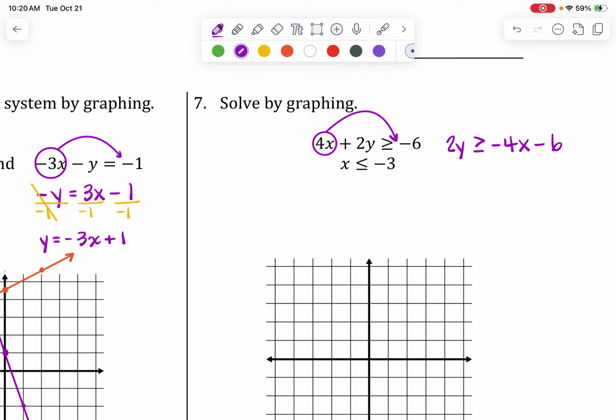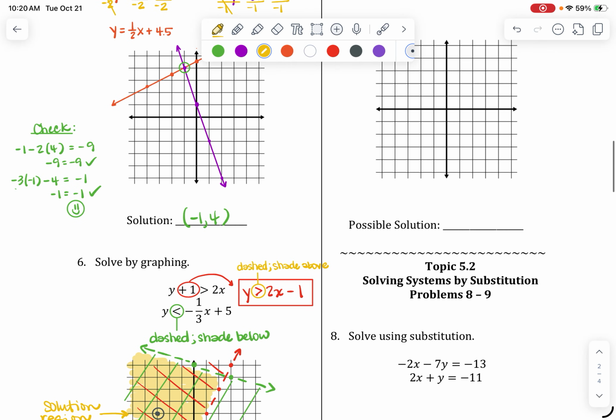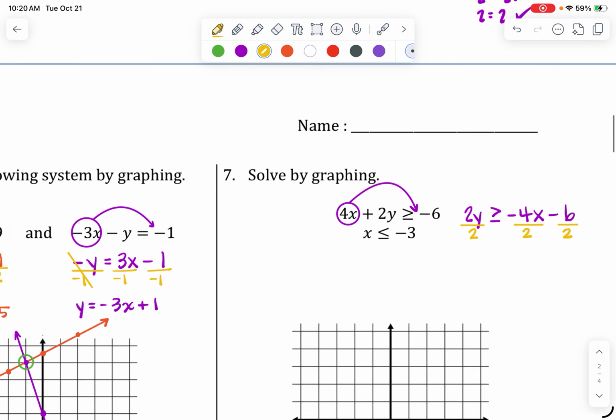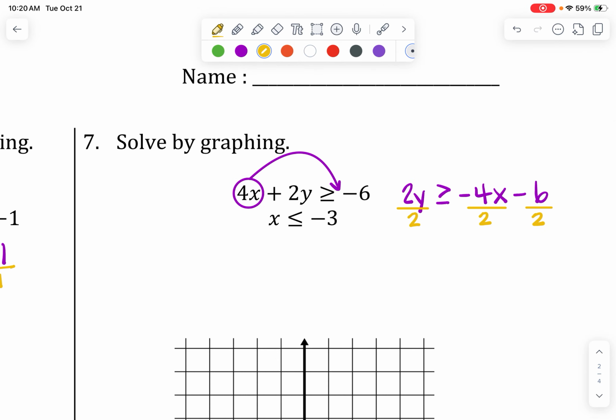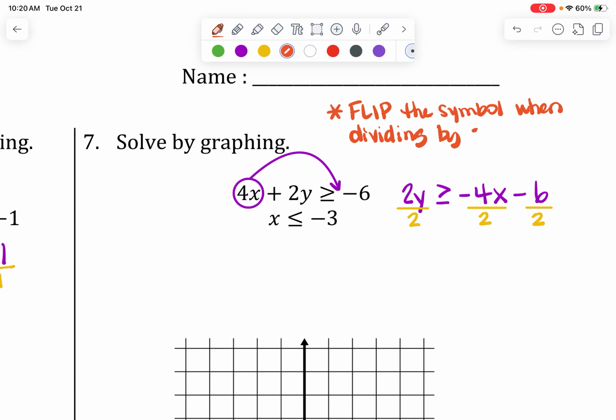Minus 6. Now I still need to get the y by itself. In this case, I'm just dividing by positive 2, which isn't going to change anything. But please remember to ask yourself, do I need to flip the symbol? There's not an example on your review where you have to flip the symbol, but we've done that plenty of times, so make sure you remember that. I'm going to put a little reminder: flip the symbol when dividing by a negative.